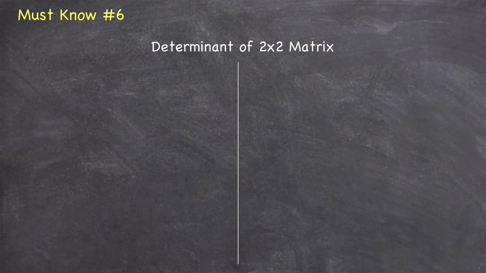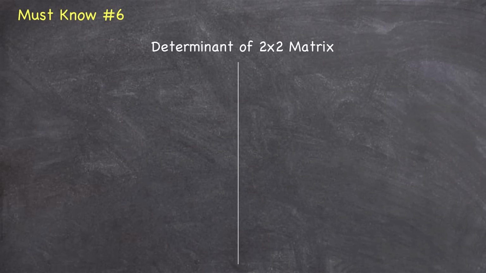Must know number 6, the determinant of a 2 by 2 matrix. Now we're starting with the determinant of a 2 by 2 matrix because the determinant of a 1 by 1 matrix is just itself. And we'll actually need to know that property as we do this example here.